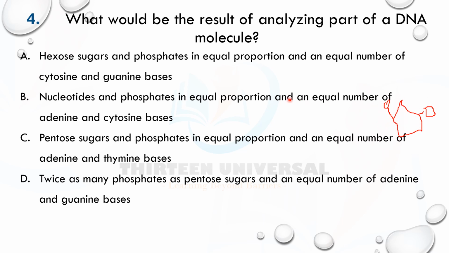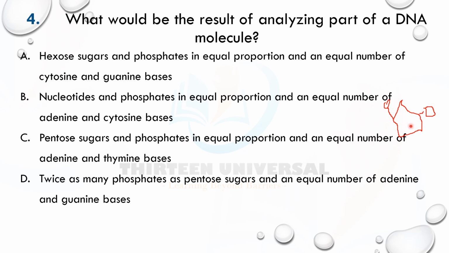That makes sense. The second part says an equal number of adenine and cytosine. No, adenine and cytosine do not have equal numbers because they do not base pair. Adenine base pairs with thymine in DNA, while cytosine base pairs with guanine. So this is wrong.